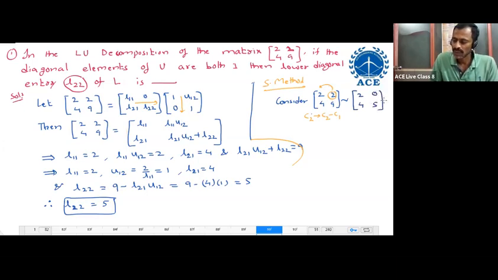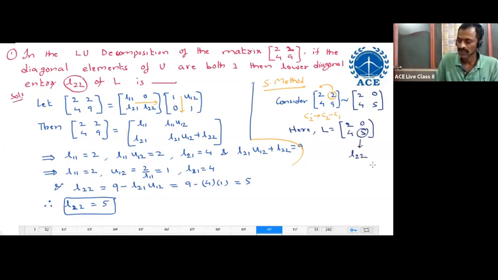Now this is the lower triangular matrix. Here L equal to 2, 0, 4, 5. Now this is the L22. That's all. A simple method. Instead of finding the product of two matrices, equating all these, and solving for elements, we can write it like this directly. So this will be simple for higher order matrices, 3 by 3 matrix. Now we do a 3 by 3 matrix.